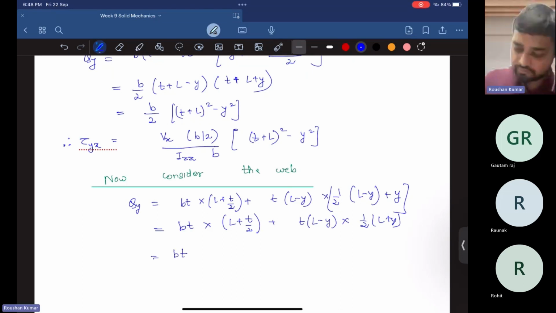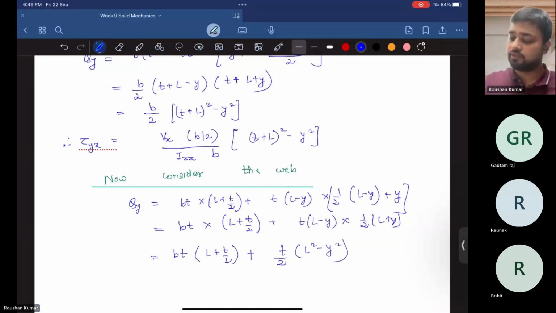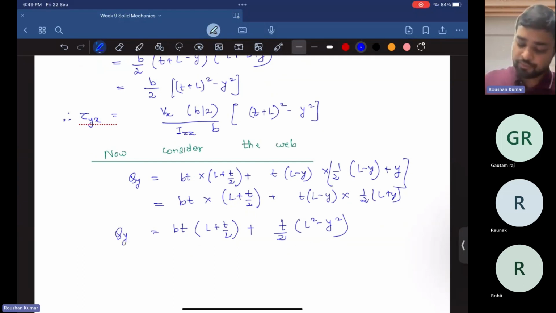So it finally becomes B t times (l plus t by 2) plus t times (l minus t by 2), l minus y, l plus y, that is l square minus y square. So this is the final expression for Qy for the web.